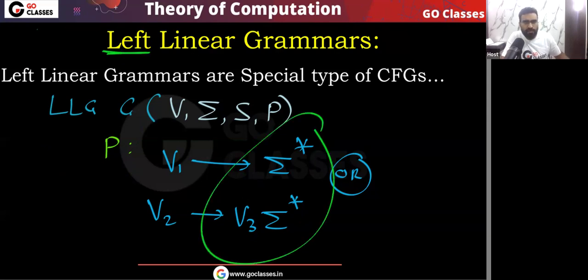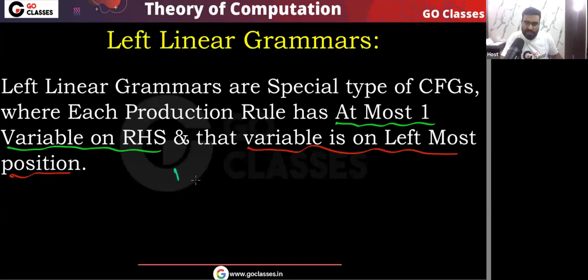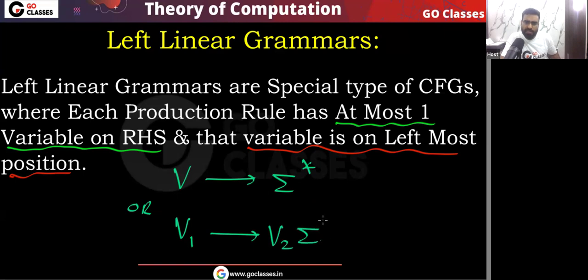On the RHS of every rule we must have at most one variable, and that variable must be on the leftmost position. Simple. So left linear grammars are a special type of context free grammar where each production rule has at most one variable on the RHS, and that variable must be on the leftmost position. A variable can go to a sequence of terminals, so on the RHS there is no variable, that is fine. Or a variable can go to another variable followed by a sequence of terminals. This is the definition of left linear grammar.